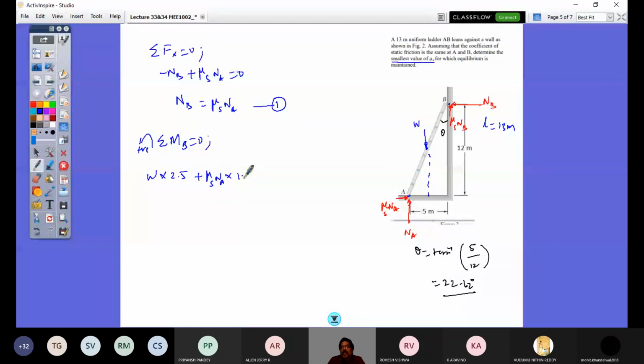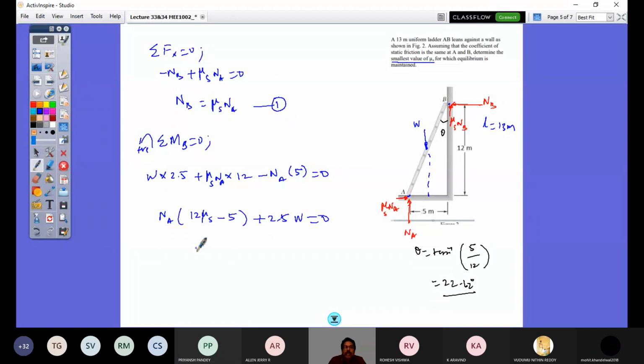And NA would create a clockwise moment about point B, so minus NA, sorry, minus NA into 5. That's all equal to 0. So I would get from here NA in terms of W, all right? So what is it that I have? Let me take NA out. So that's going to be 12 mu s minus 5 plus 2.5 W equals 0.